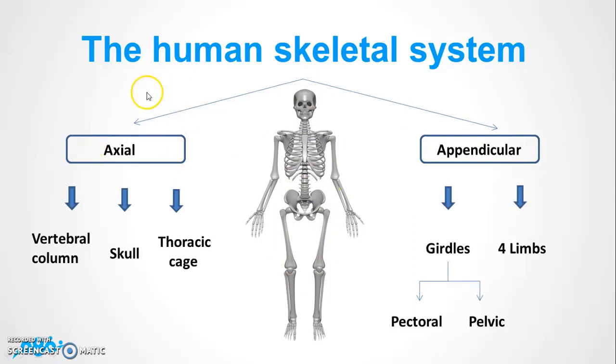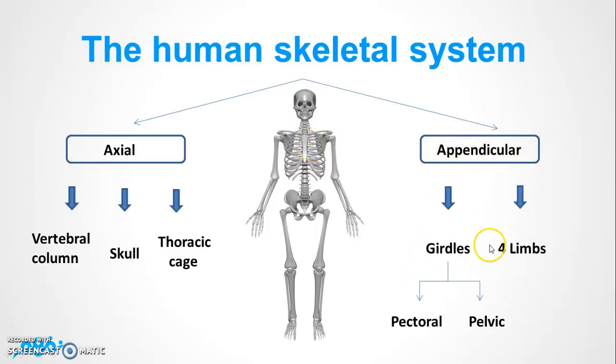The axial consists of three elements: vertebral column, skull, thoracic cage. This is the vertebral column. And this is the skull. You surely know it. And there is the thoracic cage, that thoracic cage that protects the heart here. Okay? What about the appendicular?